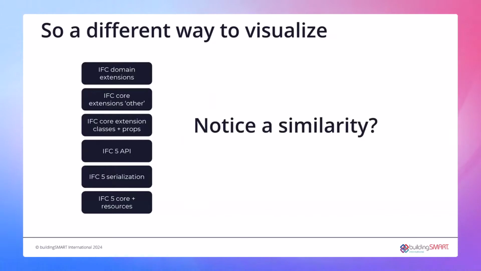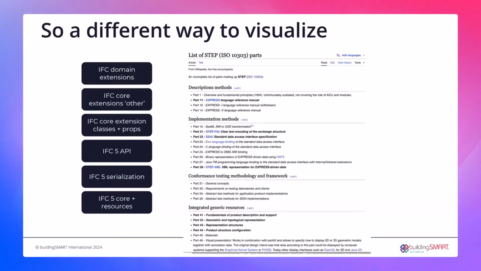I think most of you have already seen the similarity with the STEP standards, where you have STEP Part 21 as a file format, 22 as the API, performance tests in the 30s, and then generic resources in the 40s, like 42 as a geometry. So you have these different parts of the ISO standard, 10303.